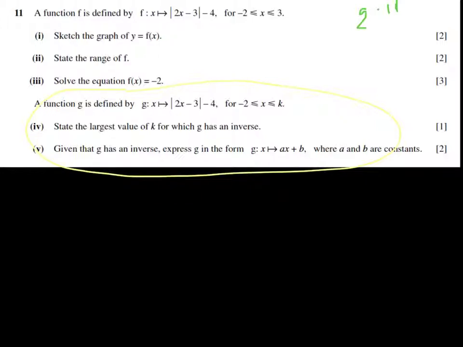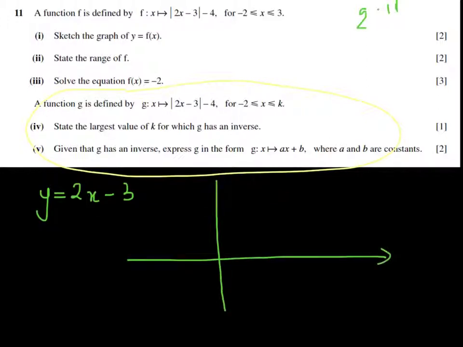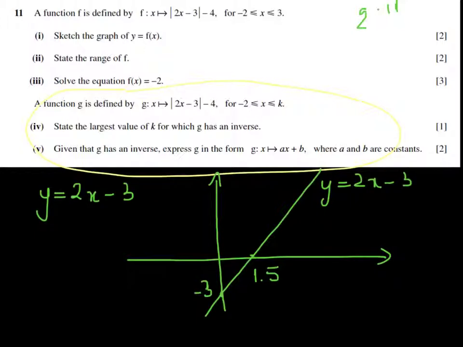So, if we start with a function y equals 2x minus 3, then the graph is somehow like this, minus 3. The x-intercept is 3 over 2. Okay, this is y equals 2x minus 3. Now, the absolute value of 2x minus 3 stays 2x minus 3 if it's positive and becomes minus brackets 2x minus 3 if it's negative. So the yellow one is the absolute value of 2x minus 3.